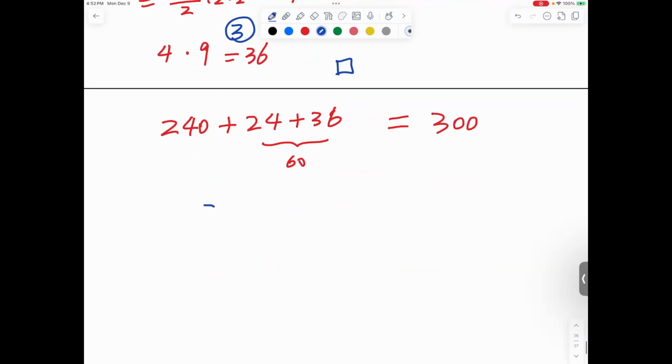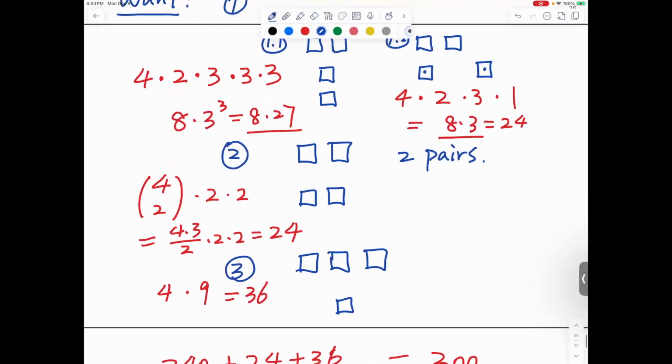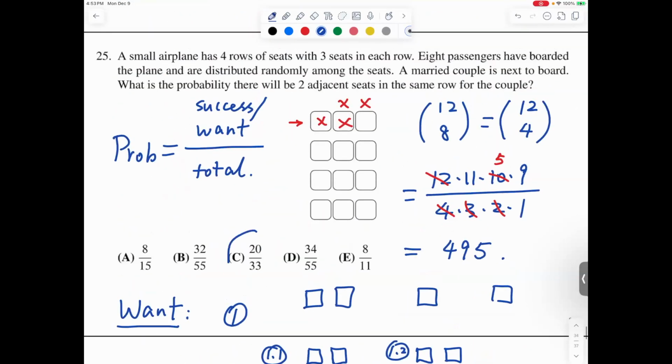Remember, the total number of ways is 495. Then we simplify this fraction, right? Numerator and denominator are both multiples of 3 and 5, basically 15. So this brings it down to 20 over 33. So 20 over 33 is the final answer. C.